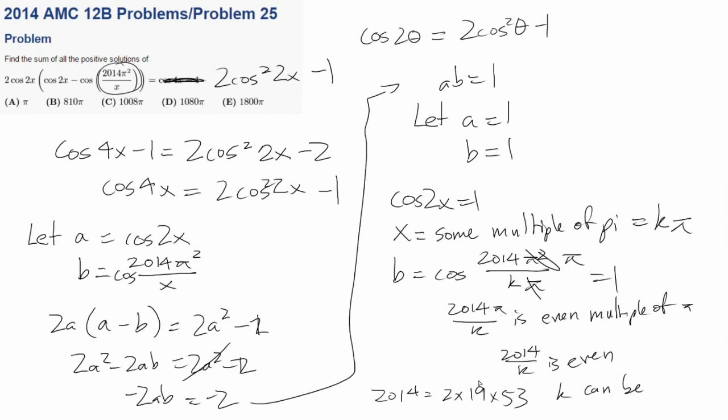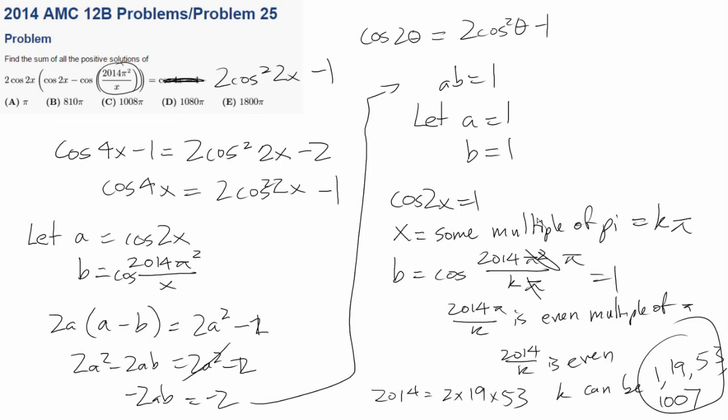So we don't want that. If k is 2, or any multiple of 2, like if k is 38, this becomes odd. We want that to become even. So k has to be odd. So k can be 1, 19, 53, and what's 19 times 53? Oh yeah, 1007. So we already have 4 solutions right there.